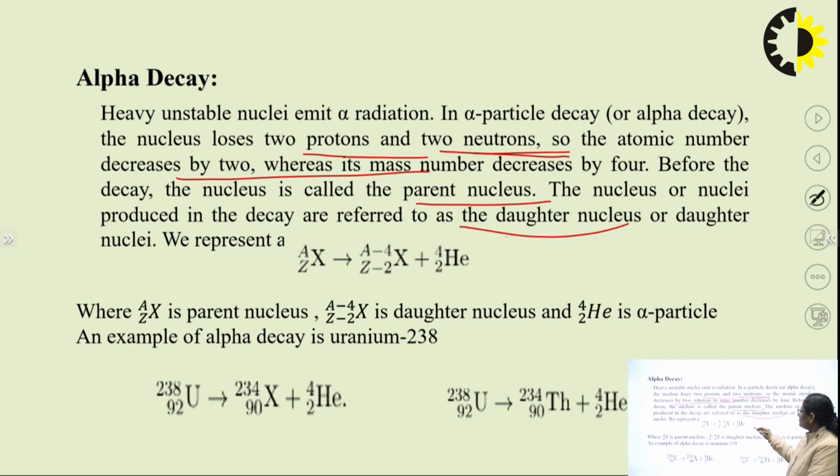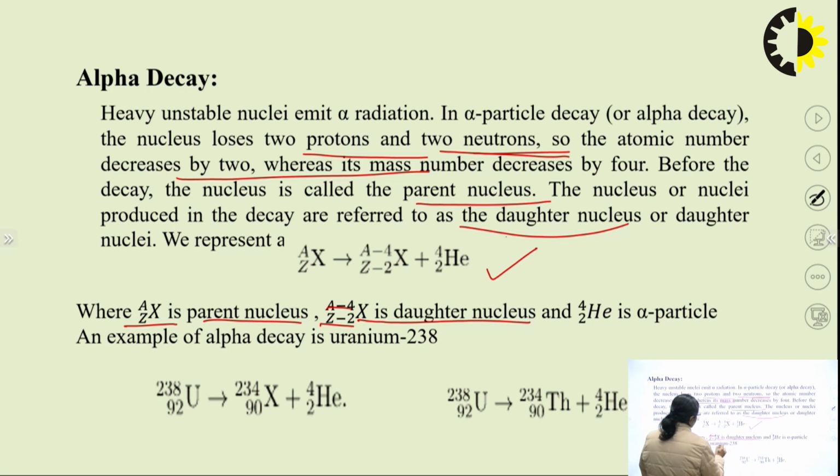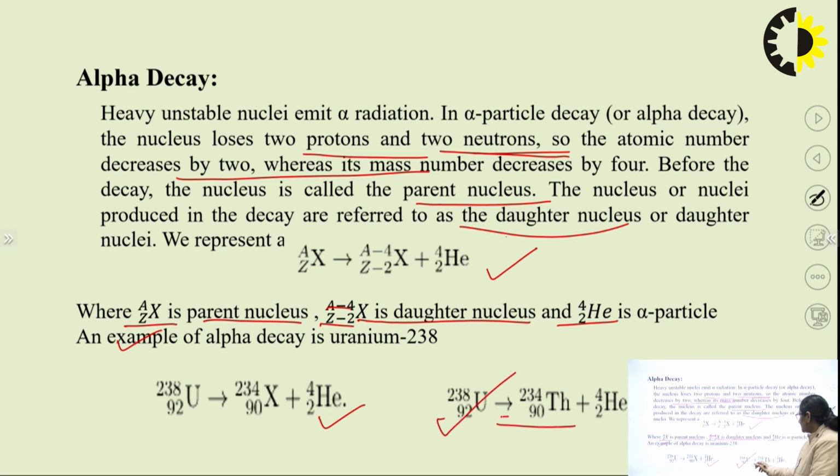Let us see the representation as given over here. Here, ZXA is the parent nucleus, Z-2 X A-4 is the daughter nucleus, and 2He4 is the alpha particle. An example of alpha decay is the decay of uranium-238, which is shown over here. The decay of uranium-238 into thorium-234 and helium.